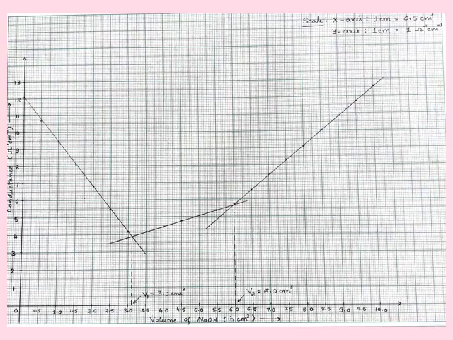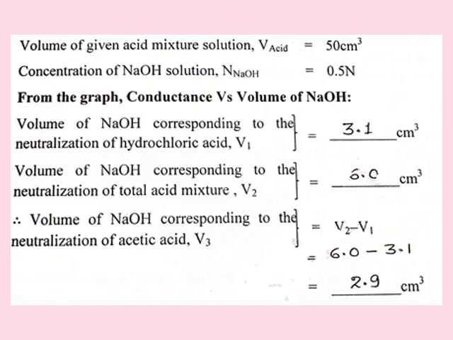A graph of conductivity versus volume of sodium hydroxide is plotted. Three straight lines are drawn by joining the points to get two equivalence points. First equivalence point corresponds to the neutralization of hydrochloric acid and second equivalence point corresponds to the neutralization of acid mixture. By knowing two equivalence points V1 and V2, the volume of sodium hydroxide corresponding to the neutralization of acetic acid can be calculated.